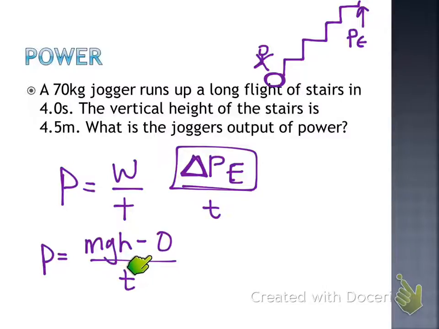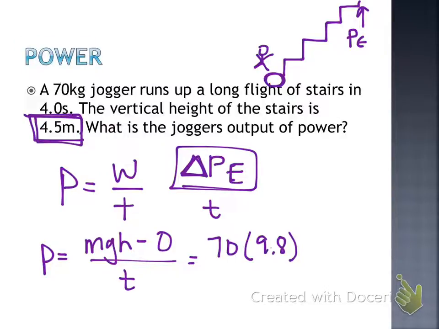It doesn't have any at the beginning, right? Delta means final minus initial, over the time it takes him. So I would say 70 times 9.8 times the total height of the stairs, which is 4.5 meters. Do I care how many steps he took? Do I care how many steps there are in that flight of stairs? No, I care about the total height that he traveled to overcome gravity there.